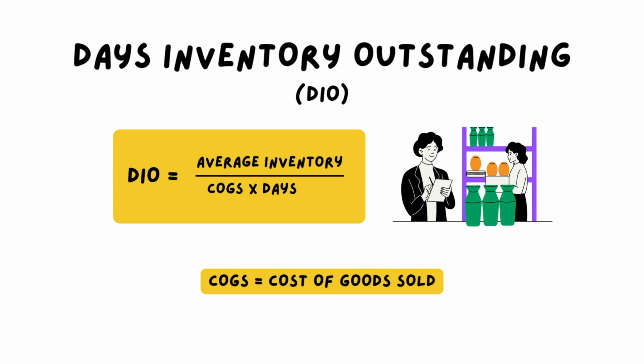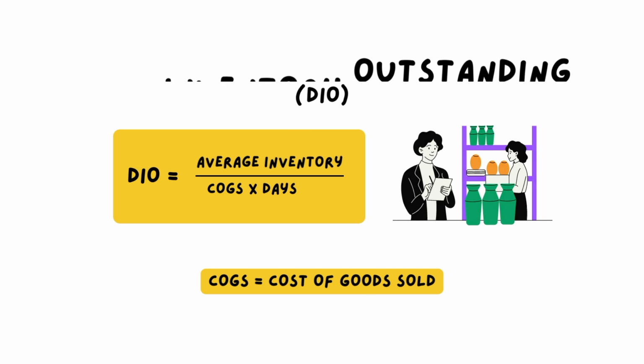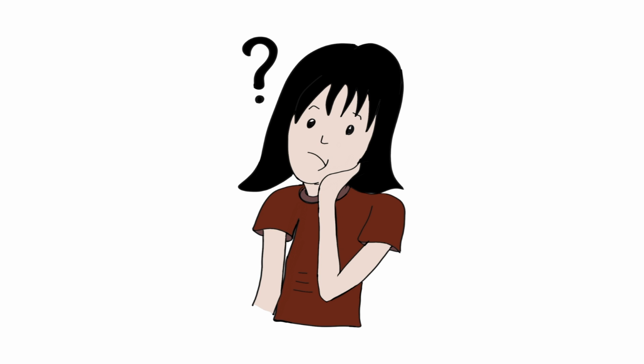How do you calculate day's inventory outstanding, or in short, DIO? It's pretty simple. You just have to take the average inventory that you hold over the period you want to analyze and divide it by COGS times the number of days you're looking at. And COGS, I know there are some dirty minded people out there, but COGS is cost of goods sold. So what do these numbers mean? Let's figure that out in the next part.